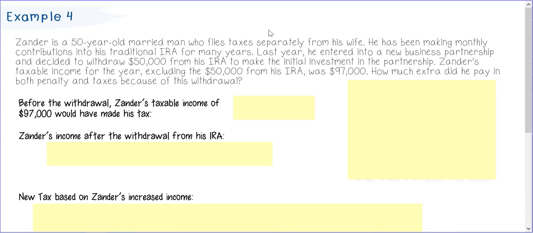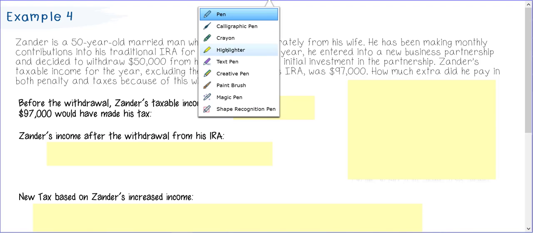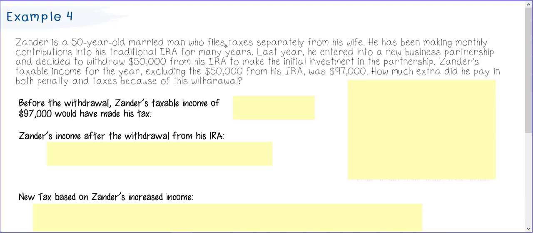So in the first example, Xander is a 50-year-old man who files taxes separately from his wife. He has been making monthly contributions to his traditional IRA for many years. Last year, he entered into a new business partnership and decided to withdraw $50,000 from his IRA to make the initial investment. So he withdrew that $50,000 early.